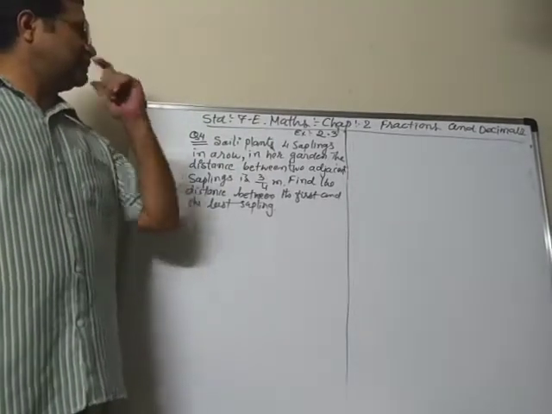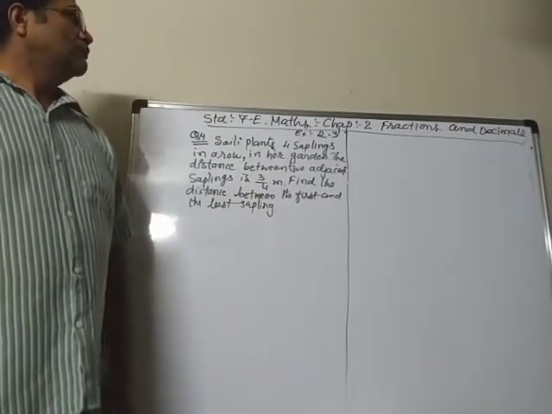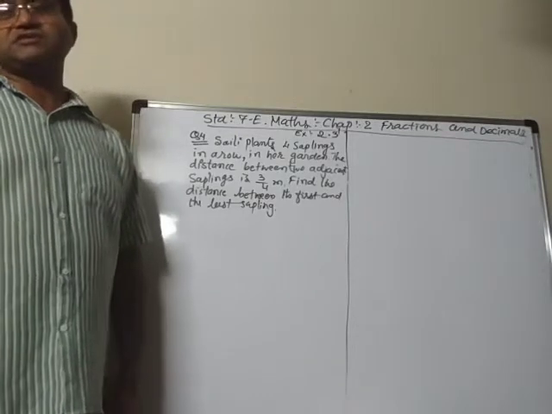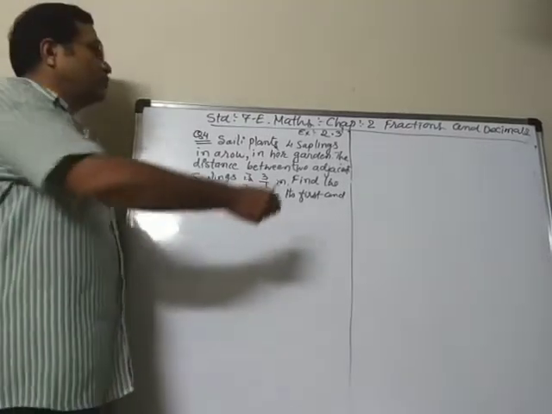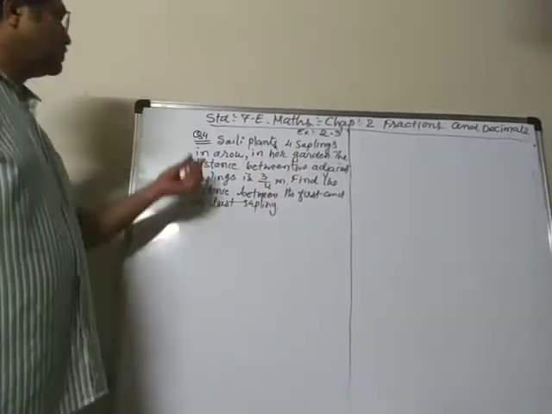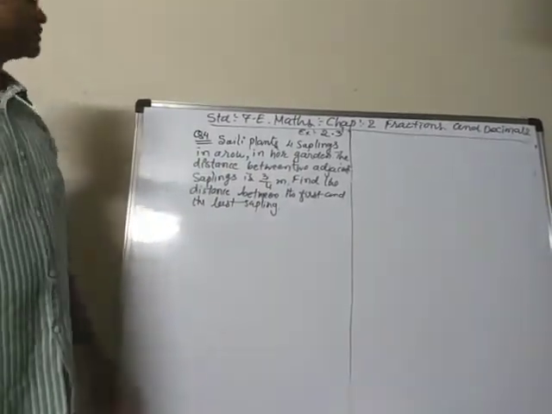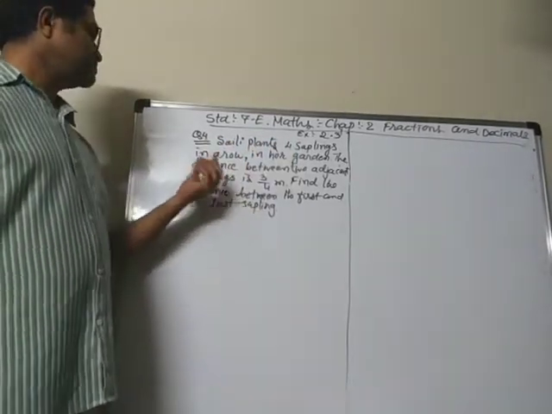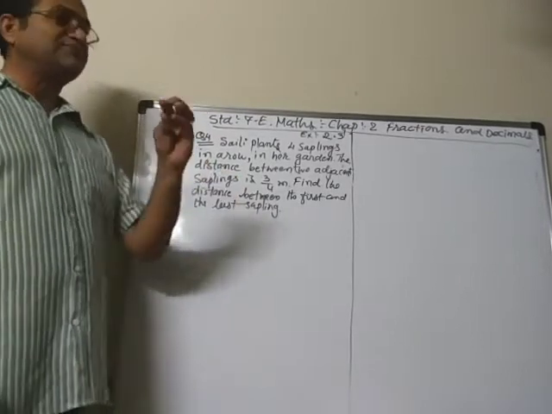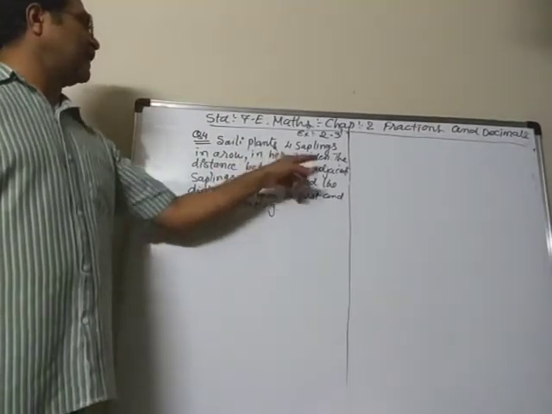Standard 7th English Medium. We are going with Chapter 2, Fractions and Decimals. In exercise 2.3, we are going to do question number 4. It says, Saili plants 4 saplings in a row. Sapling means small plants. In her garden.